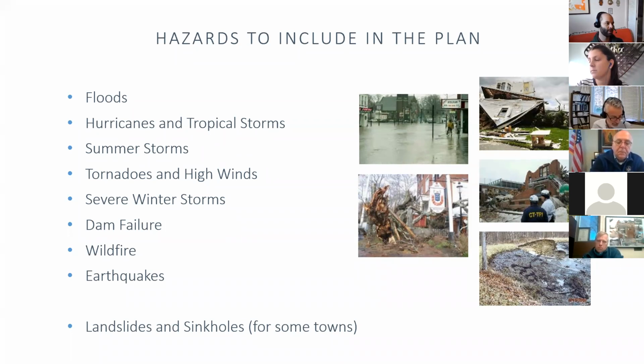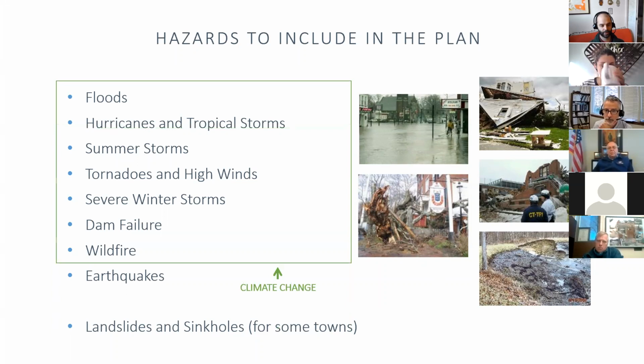So I'm going to run through what are these natural hazards that are relevant to our region that we're going to be talking about in the hazard mitigation plan. There's a wide range of them: flooding, hurricanes and tropical storms, summer storms, tornadoes and high winds, severe winter storms, dam failure, wildfire, and earthquakes. For some of your communities, we'll also be discussing landslides and sinkholes, where we know this has been a problem in the past. We're also going to be looking at climate change and how it is expected to impact the risk profiles in the future for each of these hazards.